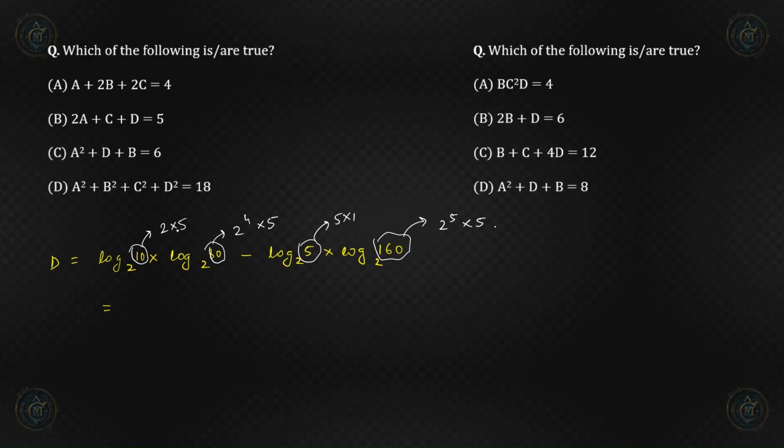Log of 2 times 5 with base 2 will be log of 2 base 2 plus log of 5 base 2, right? So this will be 1 plus log 5 base 2. This will be 4 log 2 base 2 plus log 5 base 2, right? So this will be simply 4, so 4 plus this number.